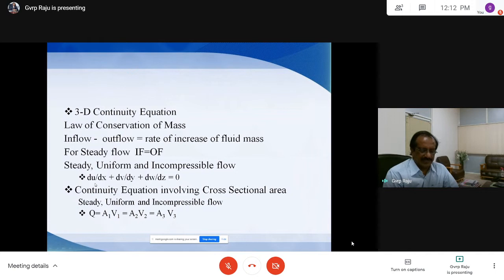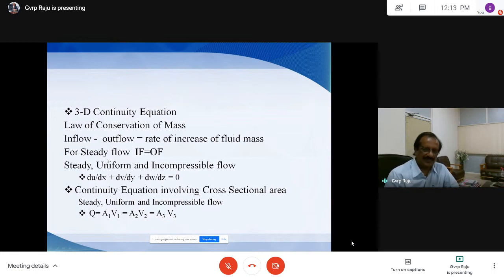Again, the equation is du/dx + dv/dy + dw/dz. So what are the small u, v, and w? This is a three-dimensional continuity equation for a steady, uniform, incompressible flow. Small u, small v, and small w are the velocity components in the x, y, and z directions. So du/dx + dv/dy + dw/dz is equal to 0.